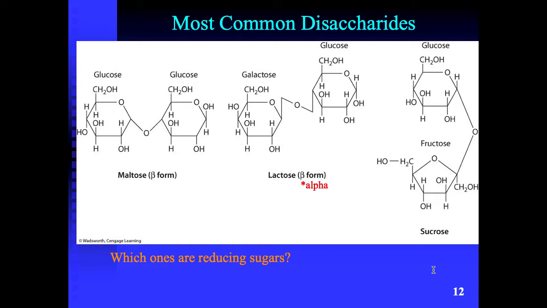What's wrong with this? This is beta form. Here's what we're looking at. Right, that's down. This should be alpha. So this is lactose alpha form. Good. So these are reducing sugars. Here's sucrose, and this one's a little bit different. Sucrose is different because both anomeric carbons are in the glycosidic bond.